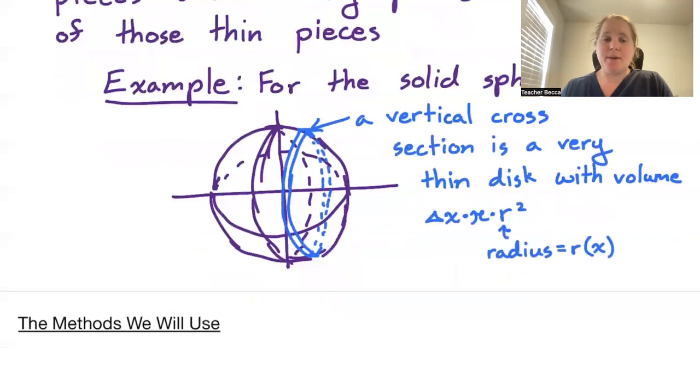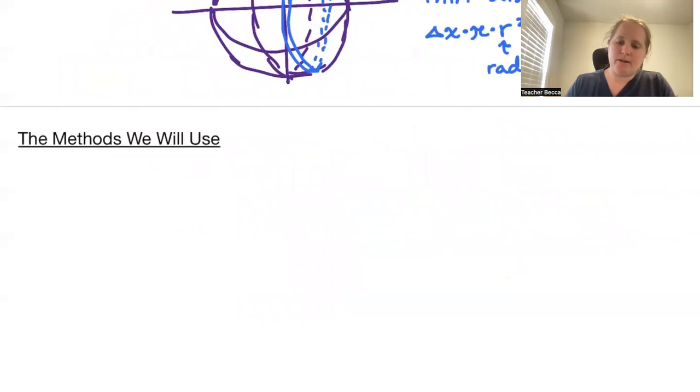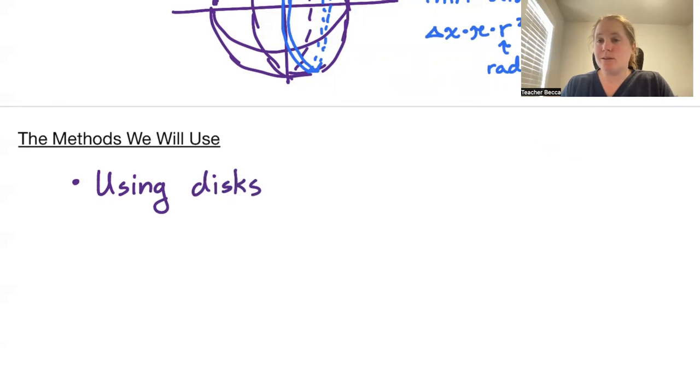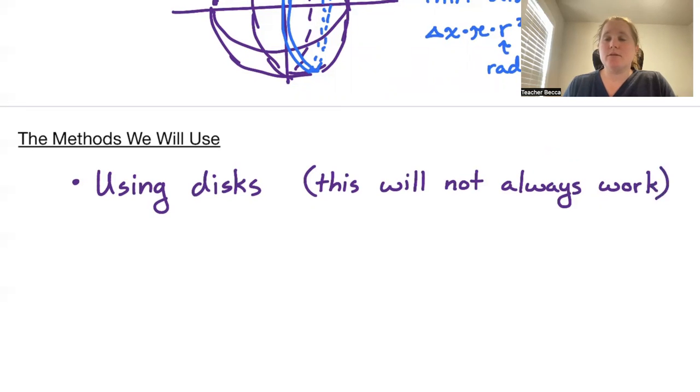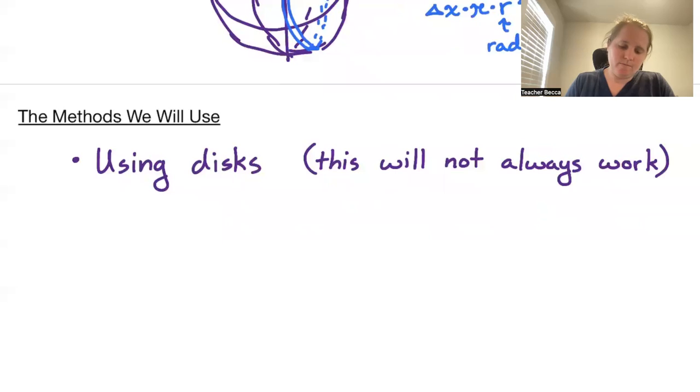So we will be learning 3 methods. The first method we will use will be as we just saw. So the first method will be using discs. This only works in special cases. This will not always work. And we have 2 other cases that we can always use.